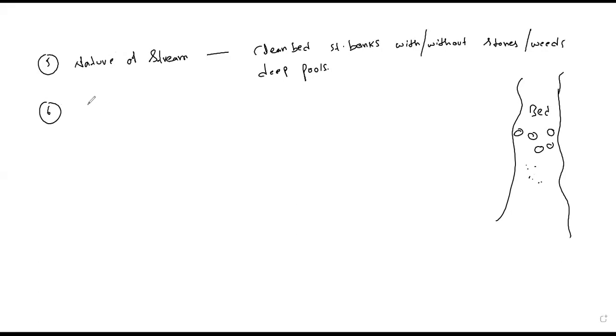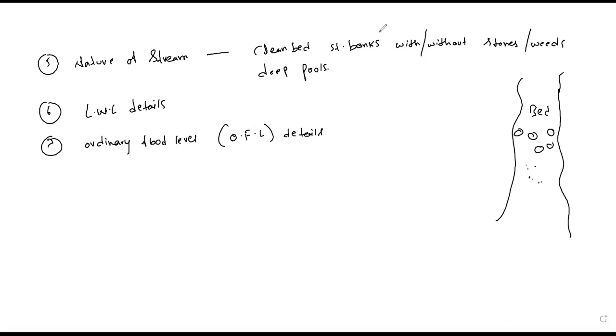And the next one, what is LWL details? Understand, what is the low water level details at that particular river, at that particular location, we have to know. So what is the LWL details? Next one, what is the ordinary flood level? Very important, which is called OFL. These details also we have to collect. Understand? See, one should know the difference of all these. What is LWL? What is OFL? What is HFL? Low water level, ordinary flood level, high flood level.